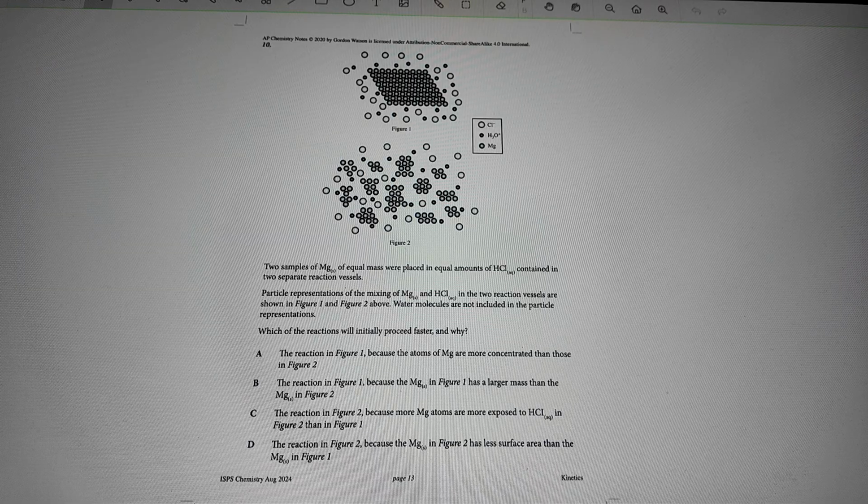The reaction in Figure 1 will happen faster? No, this is the same question over and over again. At this point, I just want to look for which one it is. It's definitely going to be Figure 2, because more of the atoms are exposed. If it has more surface area, then the reaction happens faster. We've beaten this. If you've learned one thing from this chapter, it should be that the smaller the pieces, the more sides of it that are exposed.